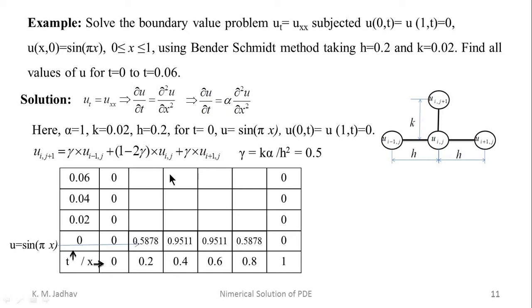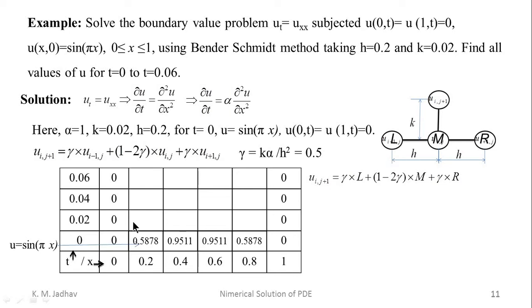Then to calculate the remaining values of u, we have to use this formula. We can remember this formula from this figure. To remember it, let us consider this value as the left side value, this is the middle value and this is the right hand side value. So to calculate this value, we can rewrite the formula as gamma into L, plus 1 minus 2 gamma into M, plus gamma into R, that is gamma into right hand side value.